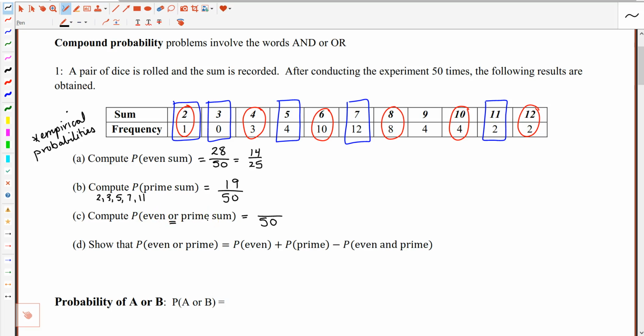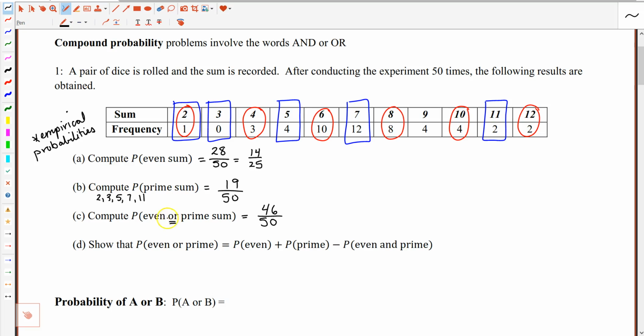The way I've marked this up here is if I have the red circle or the blue rectangle around it, I want to count those frequencies. So 1 plus 0 plus 3 plus 4 plus 10 plus 12 plus 8 plus 4 plus 2 plus 2. That would give me 46.